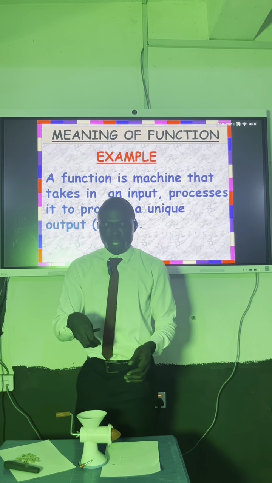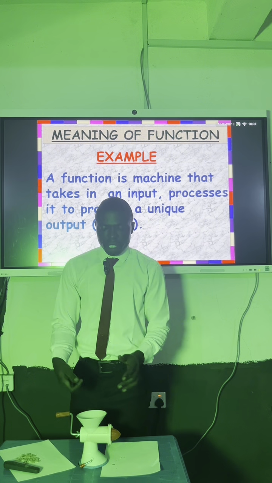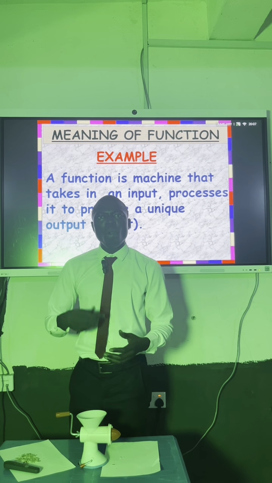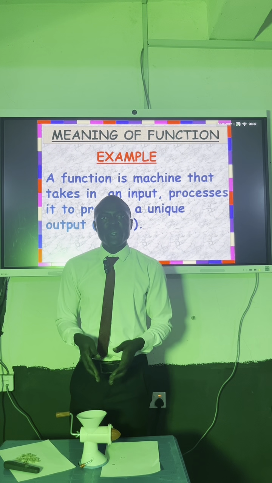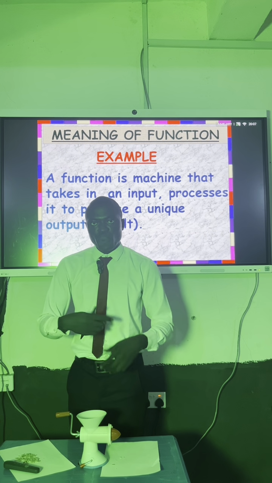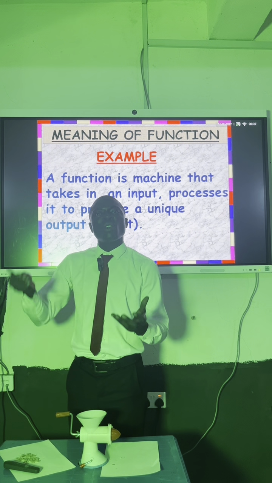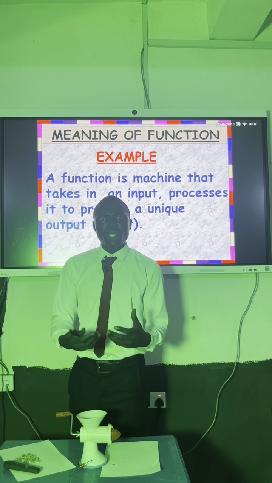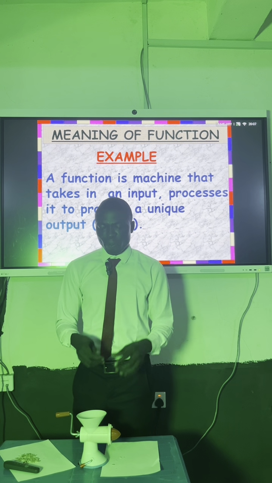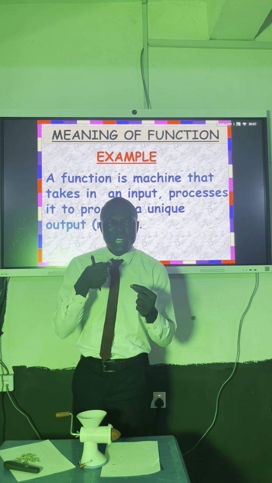So I put in some seeds of melon. I process the input I put inside the machine. What does it do? It's going to work based on some certain rules meant for the machine and yield results. If you put in melon, it will process it into a sort of powder form and produce the output uniquely. If you put in another product, it's going to work on it and produce a different sort of result. That's how it goes. So a function is a machine that takes in input, processes the input to produce a unique output.